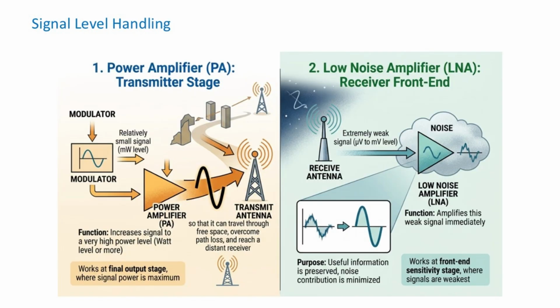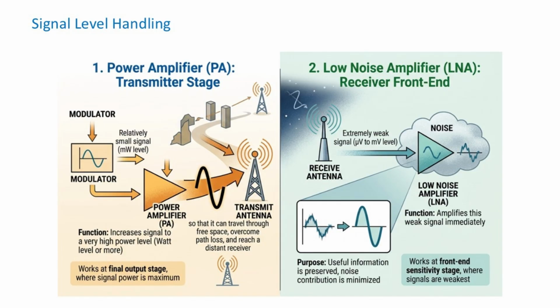Building on this, the next key aspect is signal level handling, where we see how PA and LNA work with completely different signal strengths in the RF chain. In the transmitter, the signal from the modulator is relatively small, usually at the milliwatt level. The power amplifier increases this signal to a high power level, often in watts, so it can travel through free space, overcome path loss, and reach the receiver. That is why the PA sits at the final output stage.